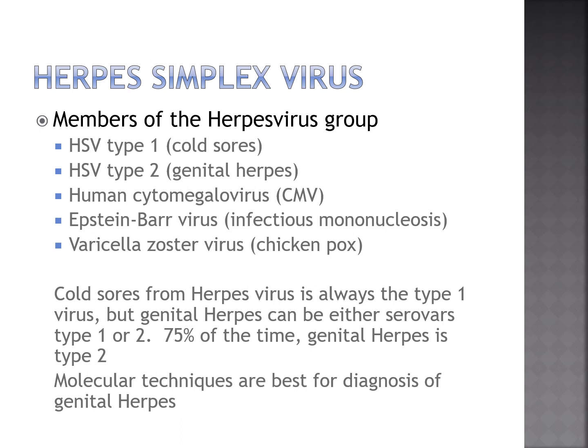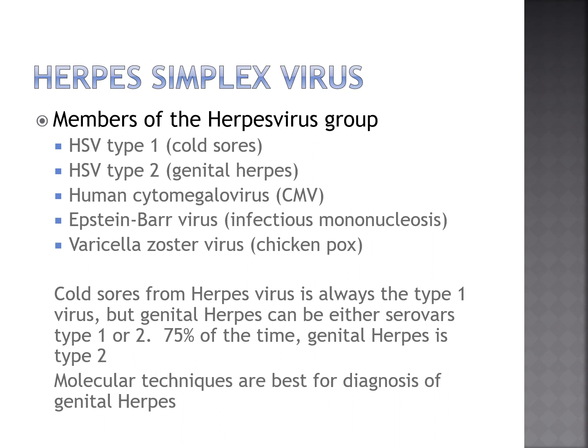Members of the herpesviridae group would be HSV type 1, which is usually the type that causes cold sores. HSV type 2 is usually the type that causes genital herpes, and genital herpes can go from mom to baby. We have human cytomegalovirus, CMV, which is a herpesvirus. We also have Epstein-Barr virus that causes infectious mononucleosis. That's a herpesvirus as well.